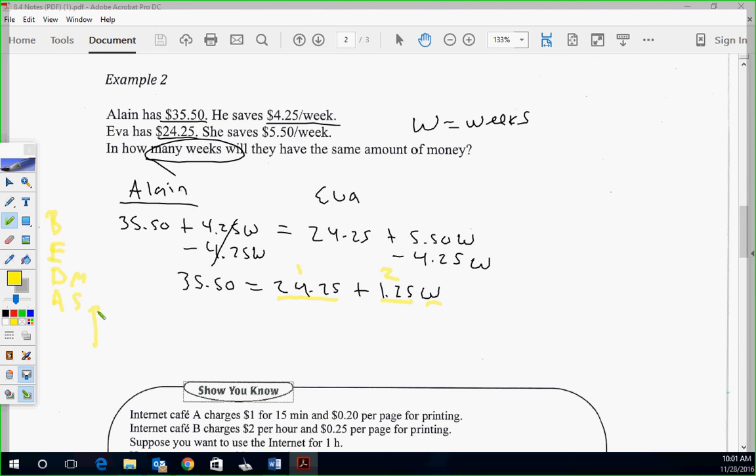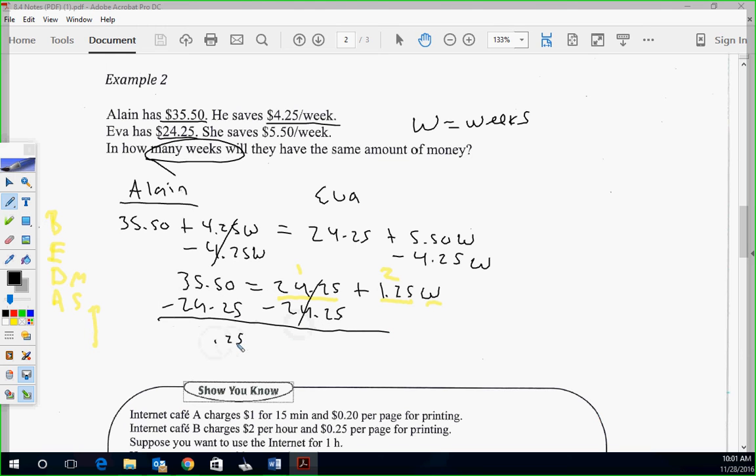Another thing I kind of do is, see the W's here? What's farthest away from it? The 24.25, okay? I don't want you to divide first, because if you divide this, you have to do it to everything, and it gets messy, okay? All right, so we minus this next. That's gone now. Go and do the subtraction here.